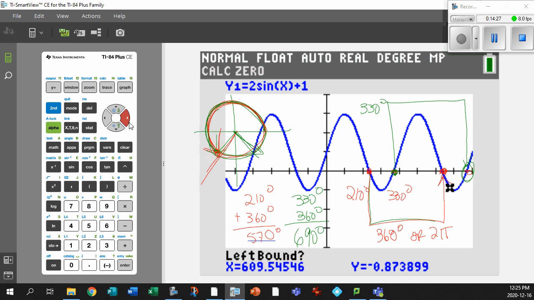Here we go. Left bound. Let's go right close to it. There we go. Right bound. Enter, enter, yes. And there it is, 690 degrees as predicted. So what does that mean?